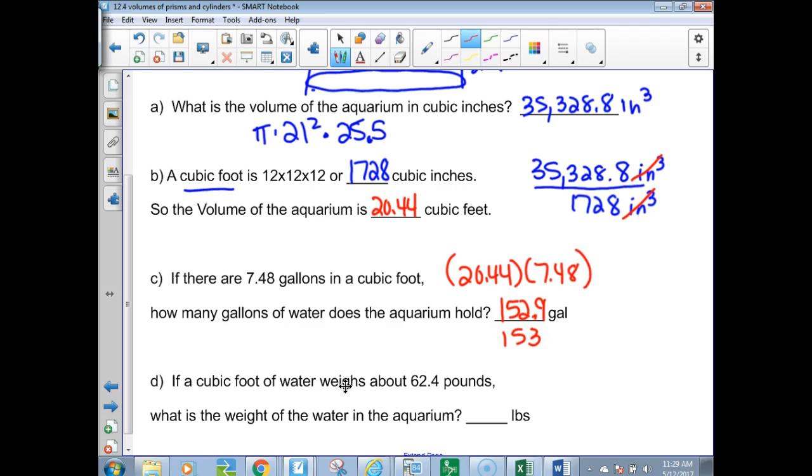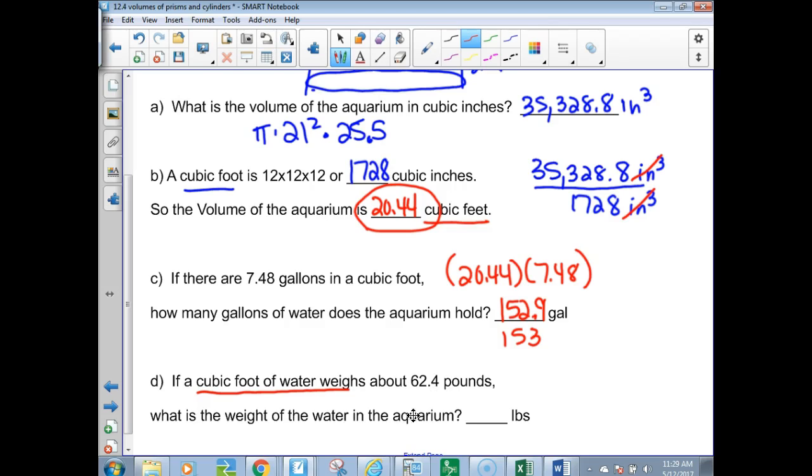if a cubic foot of water weighs 62.4 pounds, 1 cubic foot of water weighs 62.4 pounds. What is the weight of the water in the aquarium? Okay, 1 cubic foot. Where's our cubic feet answer? Right here. Okay, you with me? There's 20.44 cubic feet of water in it. A cubic foot of water weighs 62.4 pounds.